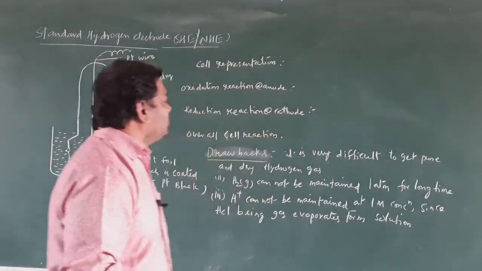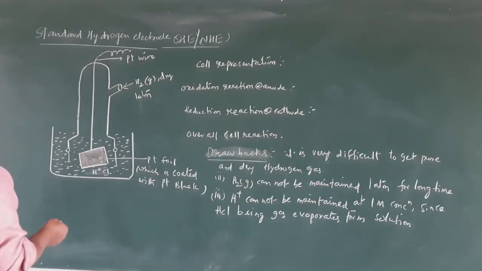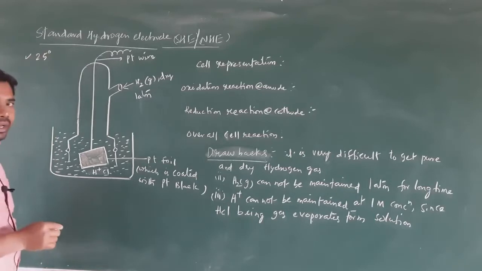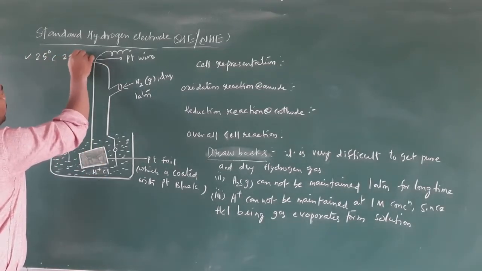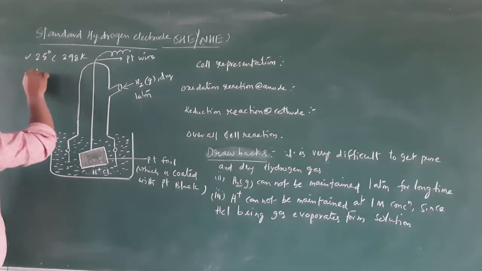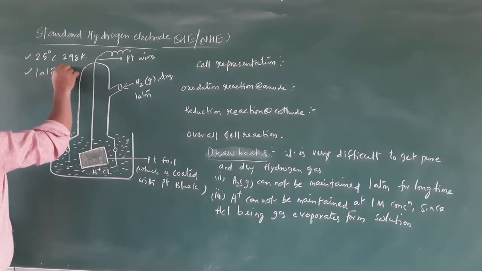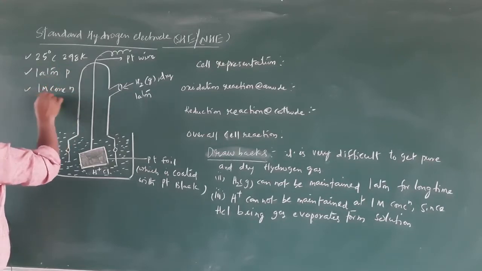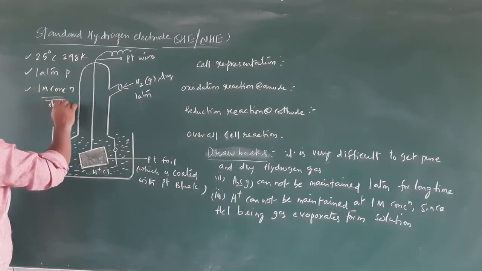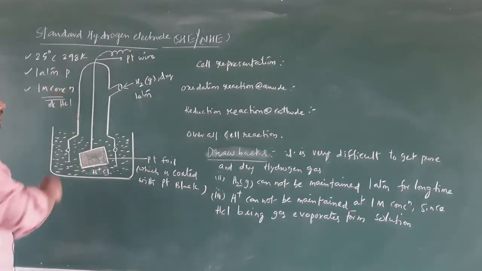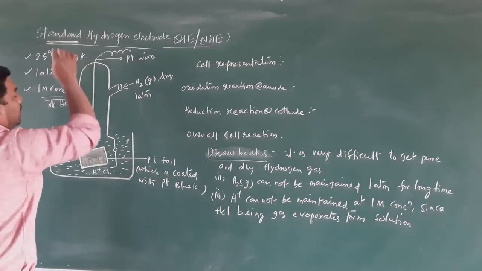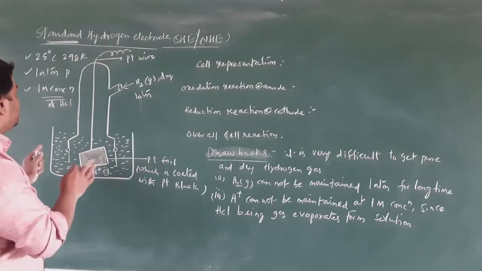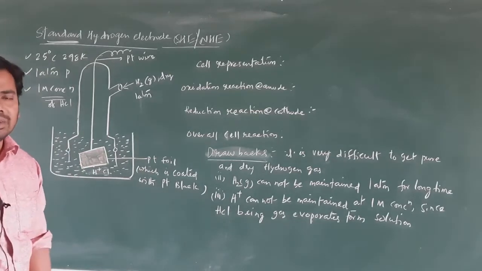Standard hydrogen electrode means we are taking 25 degrees temperature, that is 298 Kelvin, 1 atmosphere pressure, and 1 molar concentration of HCl. Because all the conditions are standard, we call it a standard hydrogen electrode. The temperature is fixed, the pressure is fixed, and the concentration of the solution is fixed.